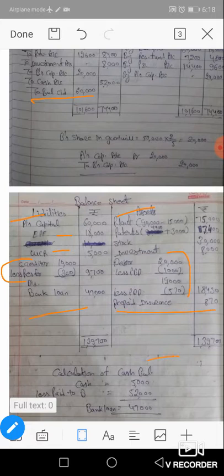Now come to cash balance. Yes, there is no cash balance. How is that possible? Now check it. In the calculation of cash balance, the cash available in your balance sheet is 5,000 rupees. But you pay 52,000 to B. How is that possible? If cash is only 5,000, then how can you pay 52,000 to B?